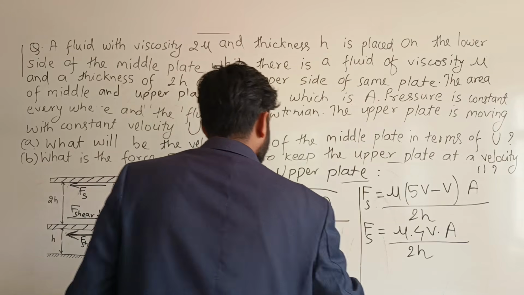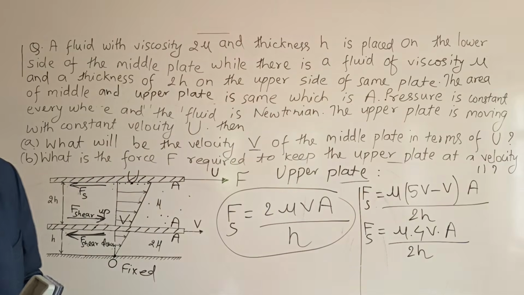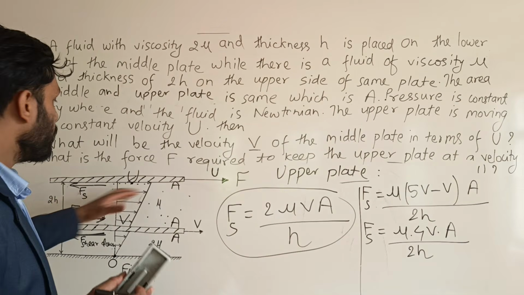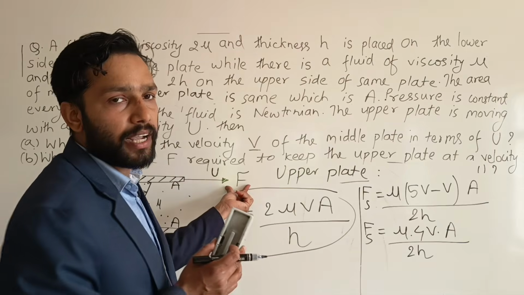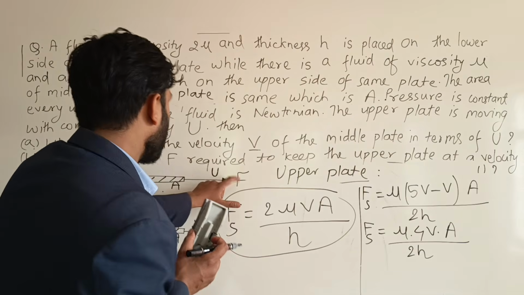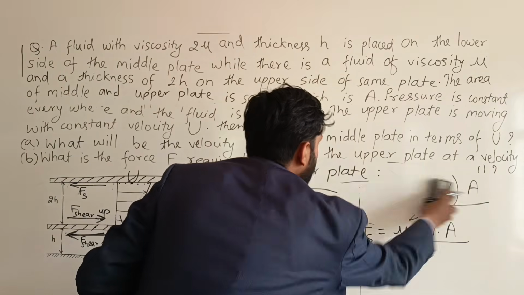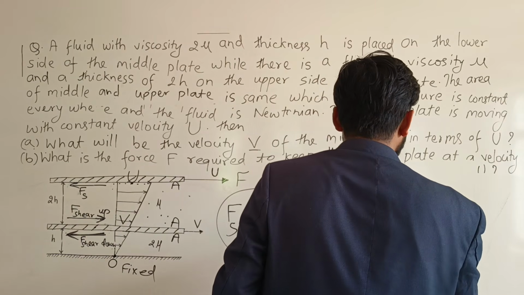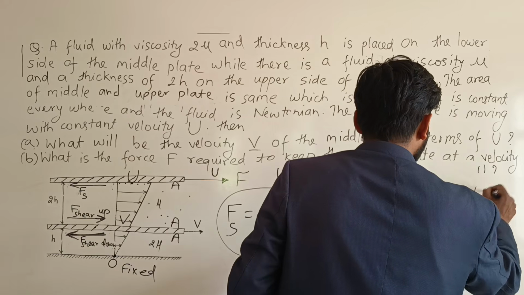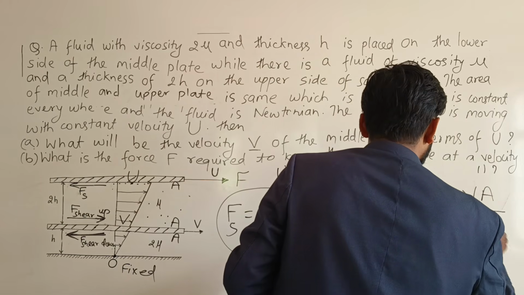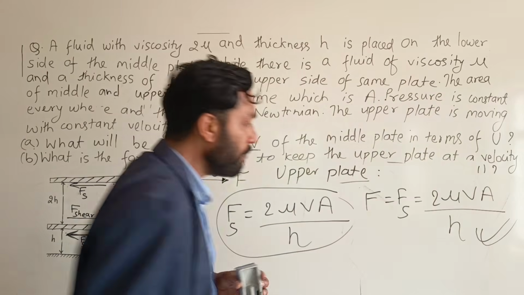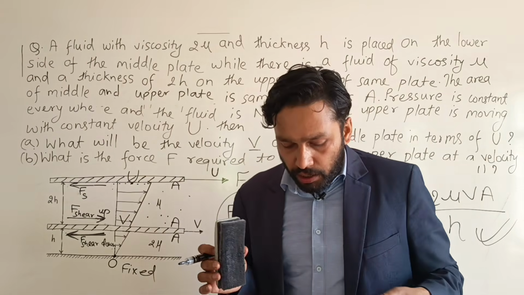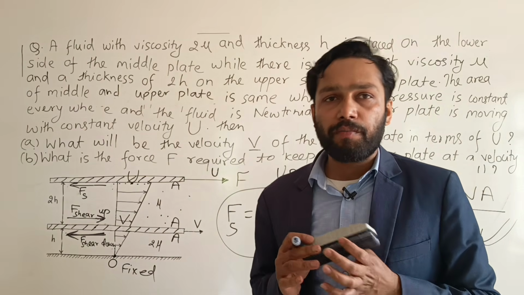This is our required expression, 2 mu vA by h, which is the shear force Fs acting opposite to the direction of the motion. Finally, by applying Newton's second law, you can say Fs is equal to F. So F is equal to Fs is equal to 2 mu vA divided by h. This is how you solve the problem, and this is how you apply Newton's law of viscosity and Newton's second law to solve this kind of problem.